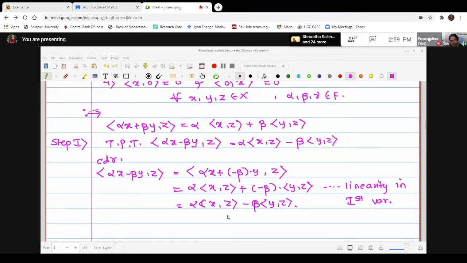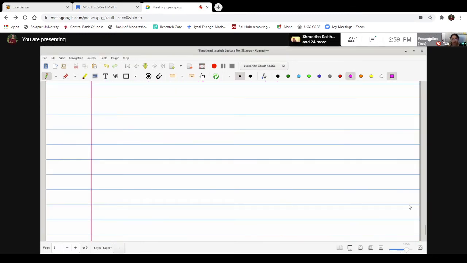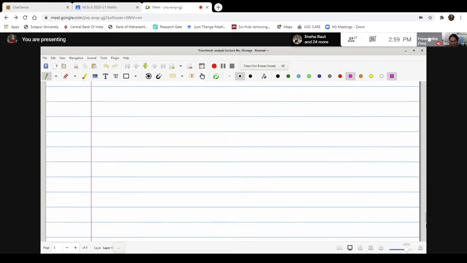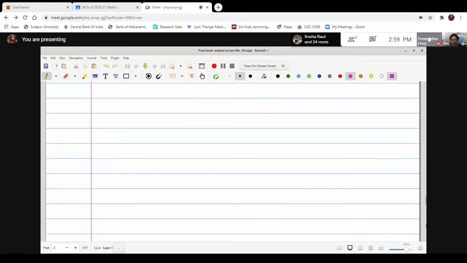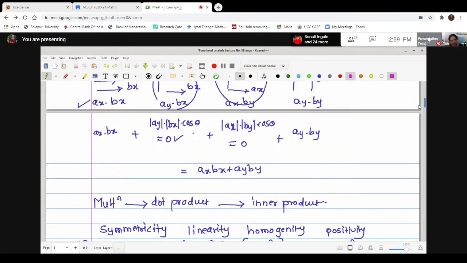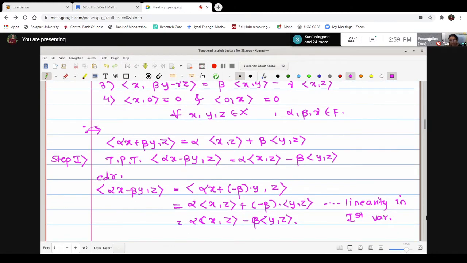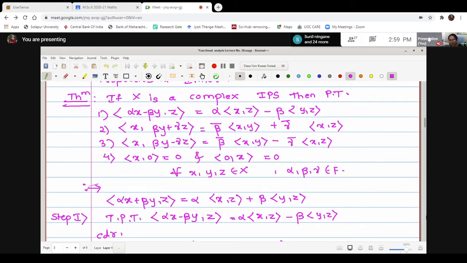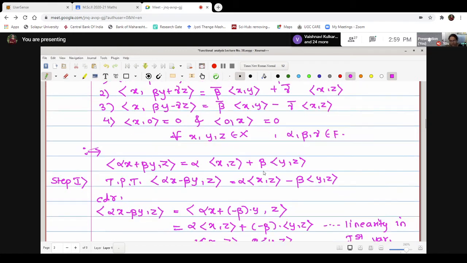Right, now let us go to prove the second one. What is the second one? Just wait, we have directly reached the last page of the presentation. What is the second one we want to prove? Inner product x with beta y plus gamma z is equal to beta bar inner product x with y plus gamma bar inner product x with z. We will write this step.